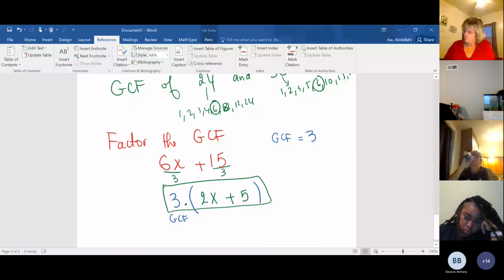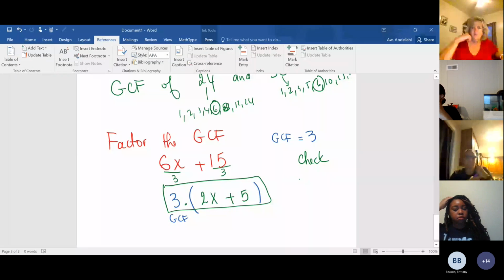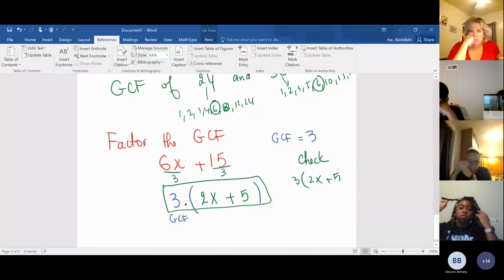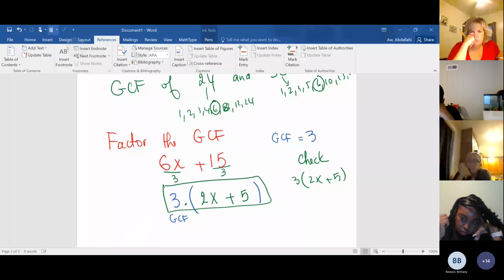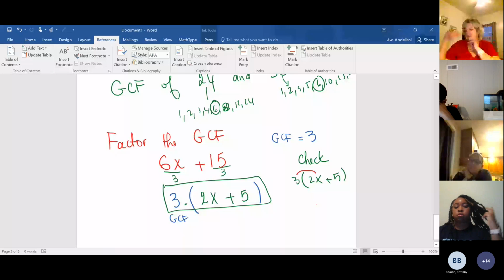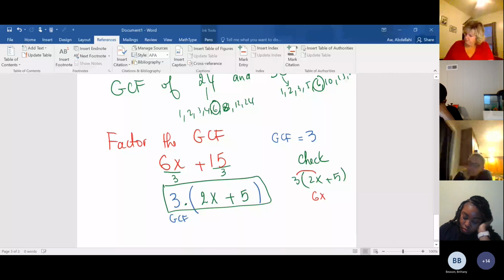I'm done. Now, how do I check my answer? If you want to check your answer, you just distribute back and see if you get the same thing. What is 3 times 2x? 6x. What is 3 times 5? 15. Plus 15. Does this match the original? Yes. So our factoring is good.